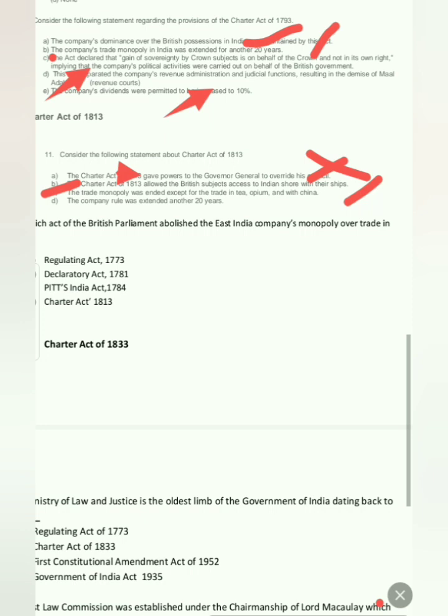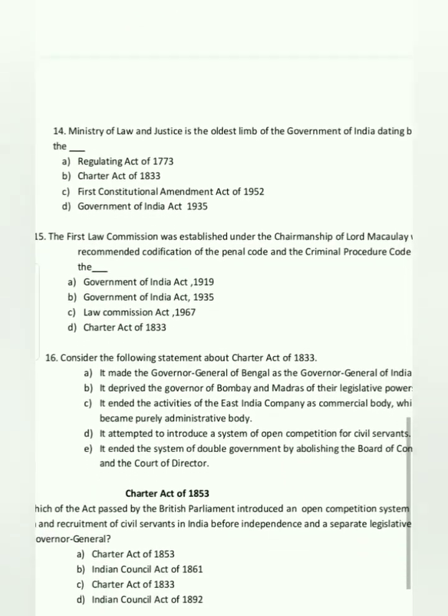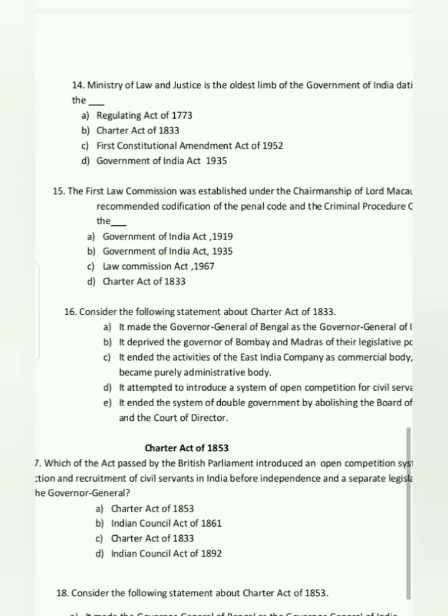Next. The company's rule was extended for another 20 years. Correct. Next, Charter Acts of 1833.